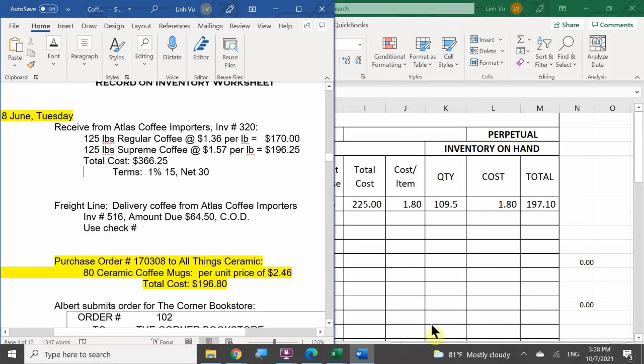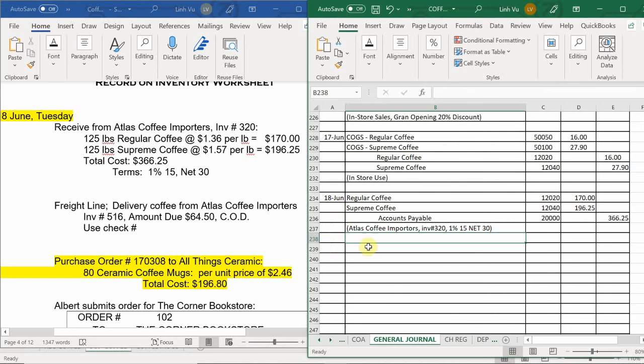So what is this freight line? We have the freight with COD. It is cash on delivery. Good. So in this case, what do I need to do? We pay the delivery, the freight, but we pay from the bank. So we decrease the bank. So how do I journalize this? Now this is a cost that's part of inventory, right? Because this is part of the coffee. So you want to put it in the inventory? We put it in the inventory.